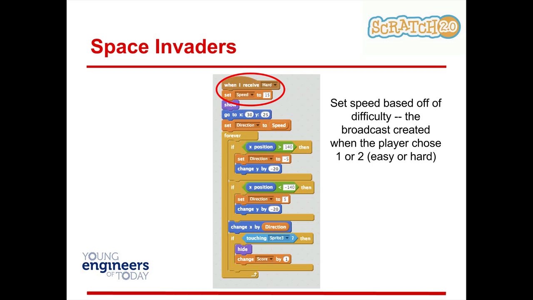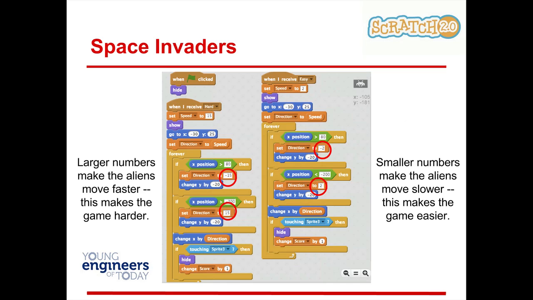Speed is based off of difficulty, the broadcast created when the player chose 1 or 2, easy or hard. This is hard. The speed is a lot faster now. But by having a variable that way, we don't have to update necessarily anything else. So in the hard game, we made large directions in that set direction: 15, -15, and 15. On easy, it's -2 and 2. That smaller number makes the aliens move slower, which makes the game easier. You can go ahead and try that.